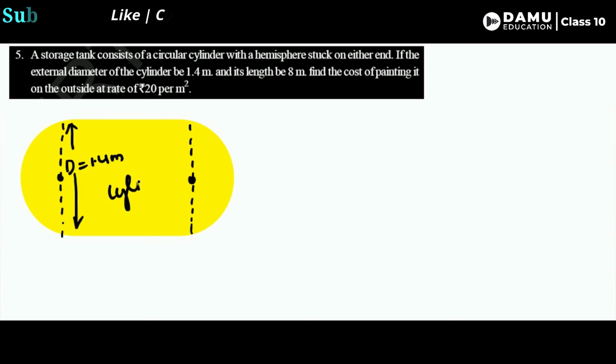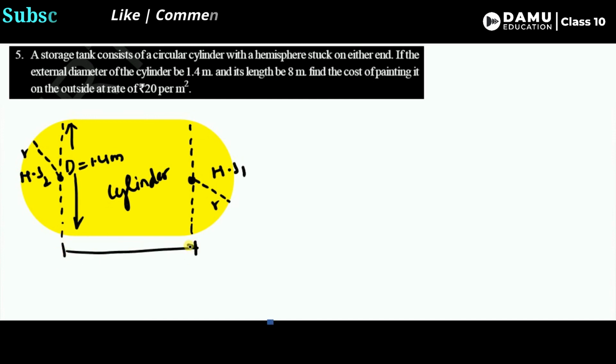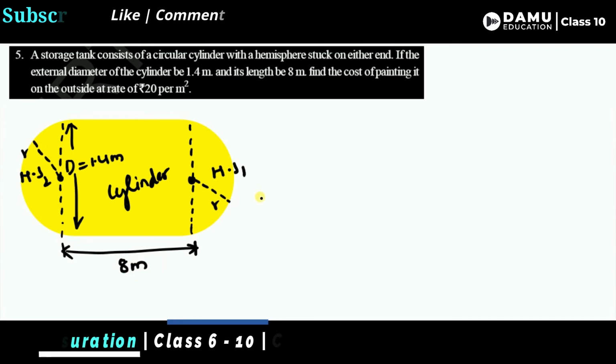So this is the cylinder, and this is hemisphere 1, here hemisphere 2. These are the radius, and this is also a radius. From this, what you can see is that its length is 8 meters. So this is the length of the cylinder, 8 meters. Then find the cost of painting it on the outside at the rate of 20 per meter square.